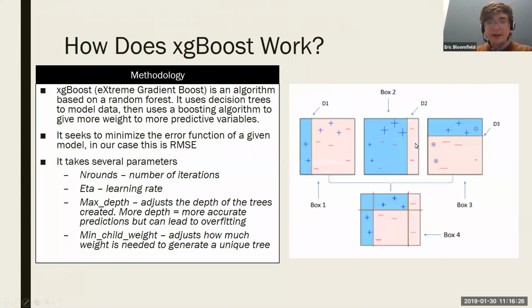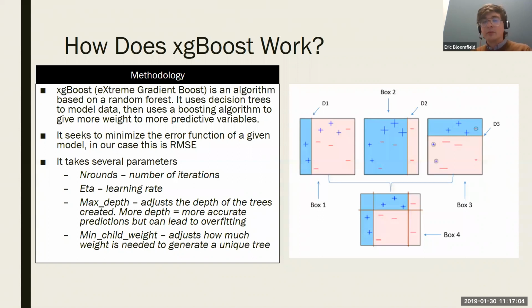So on this next slide, we'll talk a little bit more about how XGBoost works. So Extreme Gradient Boost is an algorithm based on a random forest, which basically means that it creates multiple decision trees to model our data and then uses a boosting algorithm to give more weight to more predictive models. So essentially you can think of XGBoost as an aggregation of many smaller models to help create the most accurate prediction. So it seeks to minimize the error function of a given model. In our case, this is root mean squared error. And it will iterate over all of these trees to try and minimize that error function.